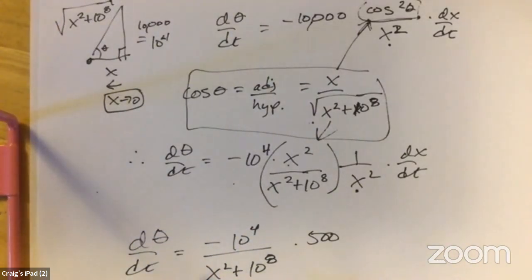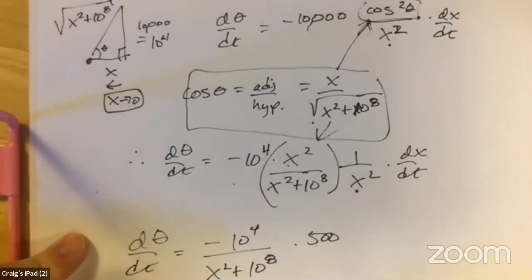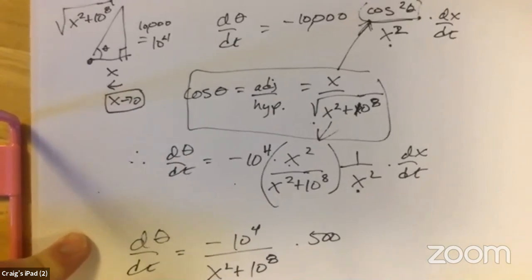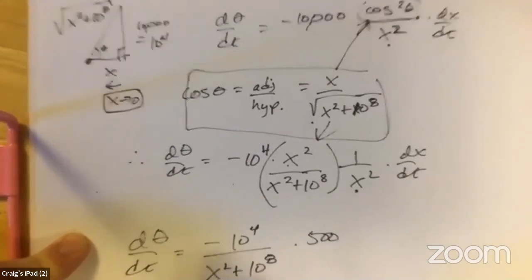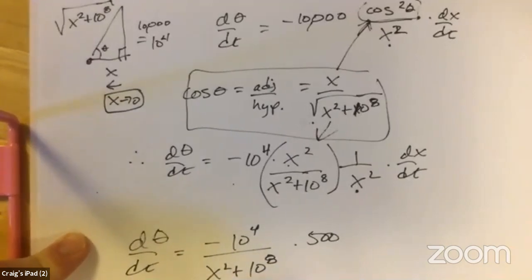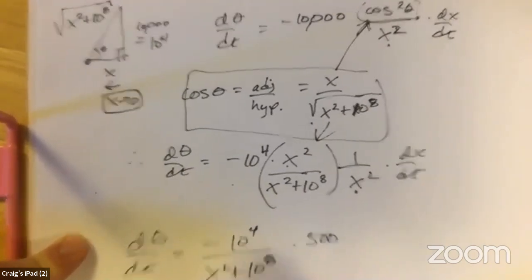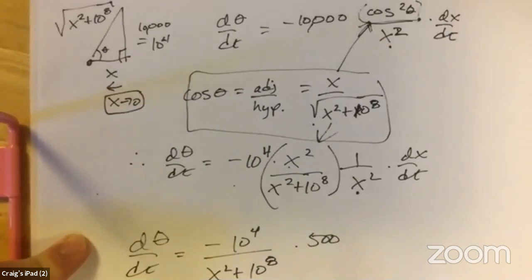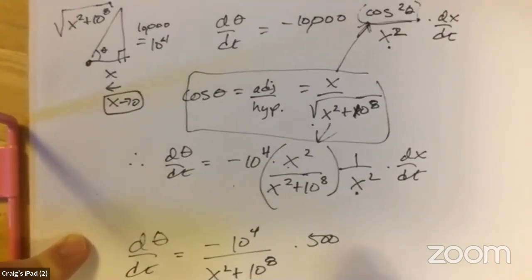And so now the question is, what happens as x goes to 0? So d theta dt at x equals 0 is equal to the limit as x goes to 0 of d theta dt. Okay, equals the limit as x goes to 0.